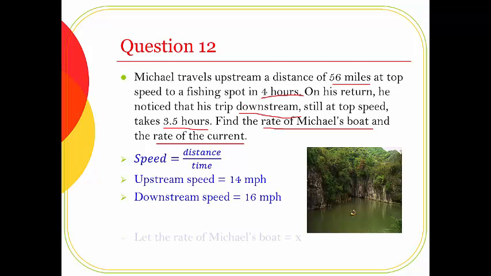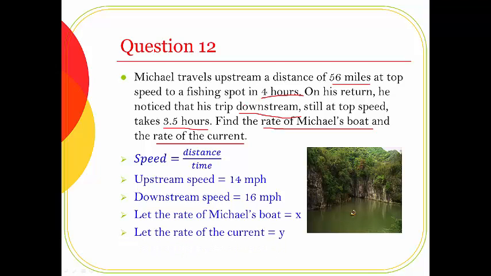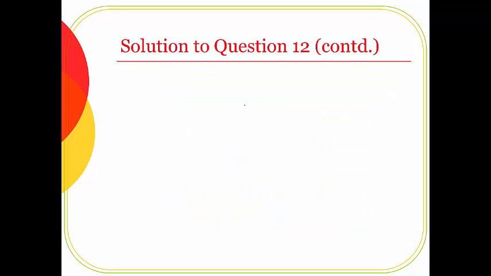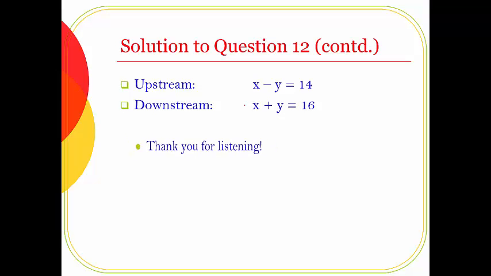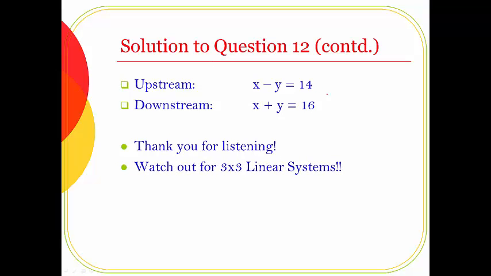Now let's write the equations. Let the rate of Michael's boat be x, and let the rate of the current be y, because we do not know it. So we assign variables. Now for upstream, he's working against the current, so x minus y is 14. And for downstream, he's working with the current, so x plus y is 16. So these are your 2 equations. This is equation 1 and this is equation 2.